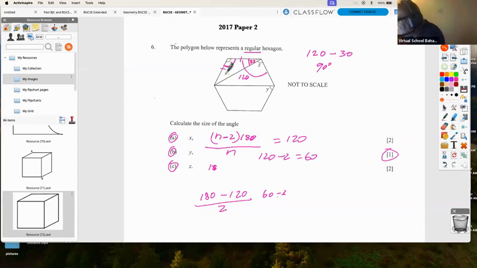And always remember, because this was a regular polygon, this could be 120, that could be 120, that could be 120. The whole angle is 120, right? So if we find this piece, which we just found out to be 30, we just take it away from the whole 120 to get that little piece over there. Okay?